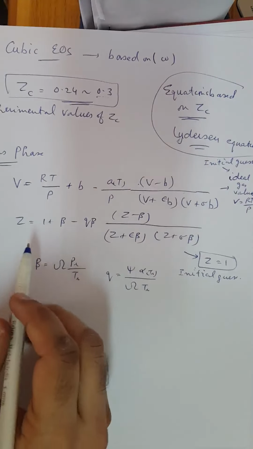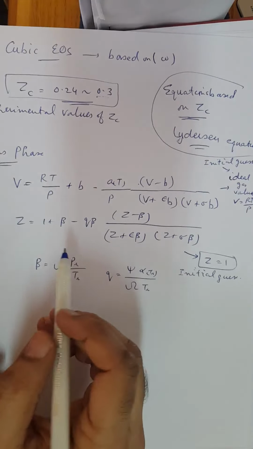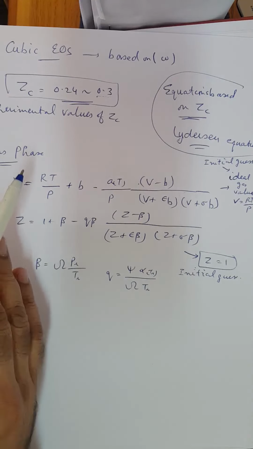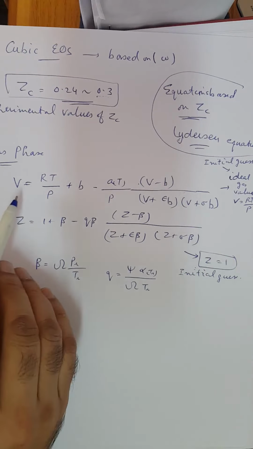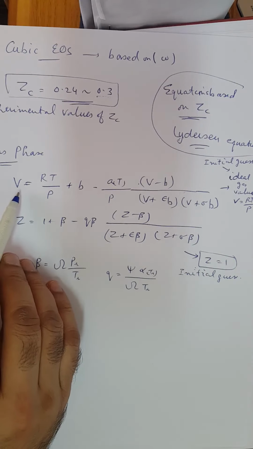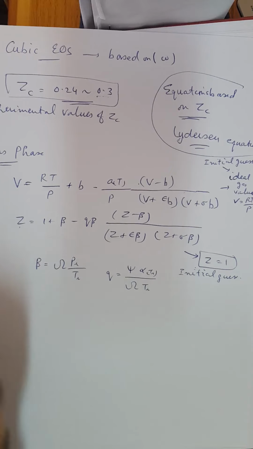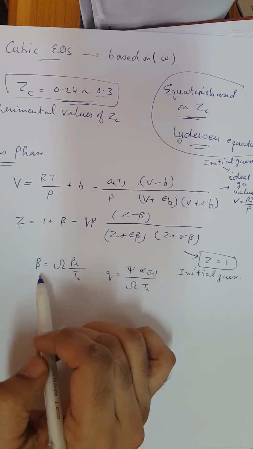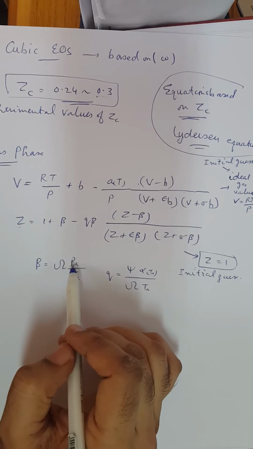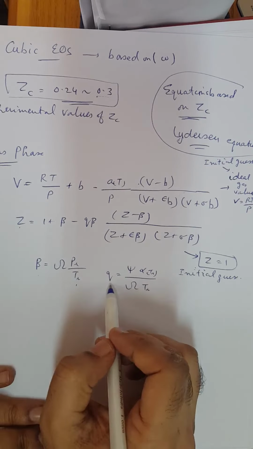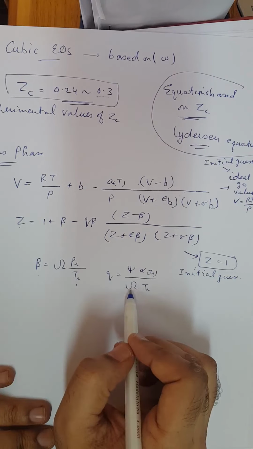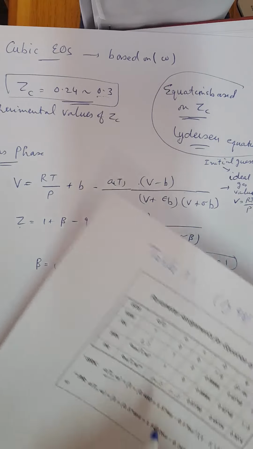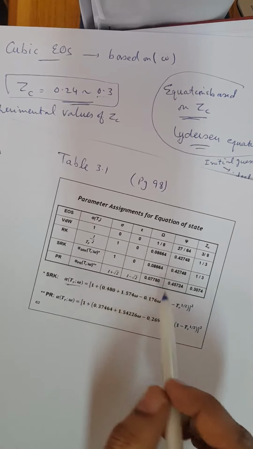So we were talking about the cubic equation of state for the gas phase. We already have it written in terms of pressure. Now we are talking about how to write it in terms of volume and in terms of compressibility factor, where beta is equal to omega PR over TR, and q is equal to psi alpha TR over omega TR. These values you can get from the appendix, from Table 3.1.